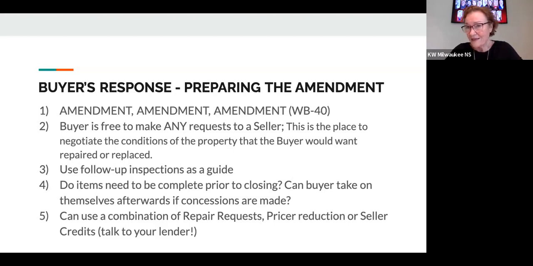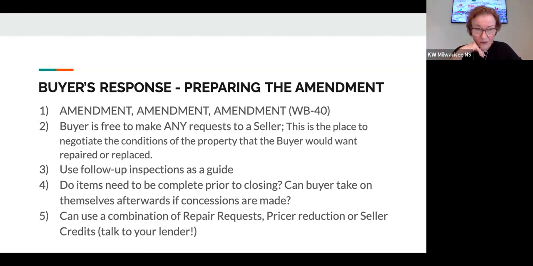If you're talking about seller credits or closing cost credits, you have to talk to your lender. There is a limit to the amount of closing cost credits that a buyer can get. It can't go over what the buyer is entitled to as far as their lender is concerned. If it's a cash closing, obviously that's not a problem. You can reduce the price, and you can make a request for repairs.